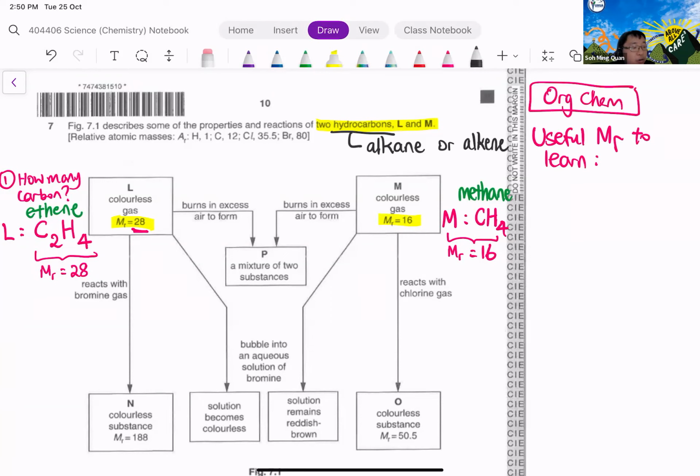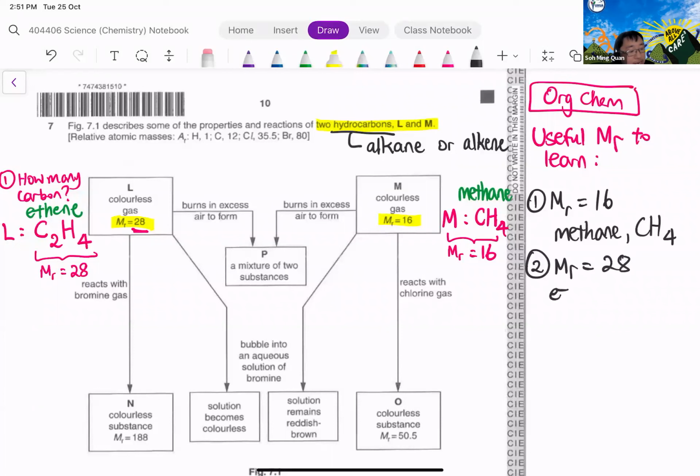The first MR to learn is 16. 16 is methane, CH4. All right. The next useful MR to learn is 28. 28 is ethene, C2H4. So that's alkene. The next useful MR to learn is 30. That's ethane, C2H6.